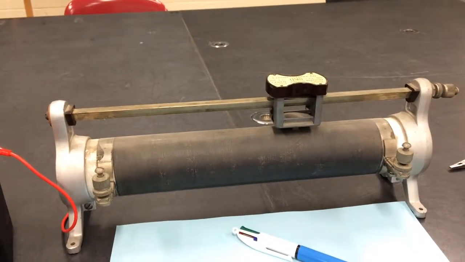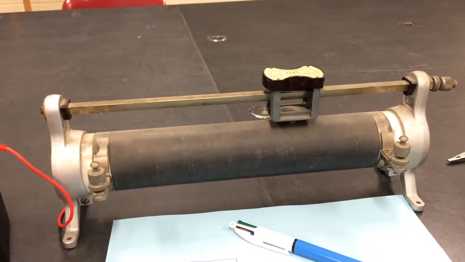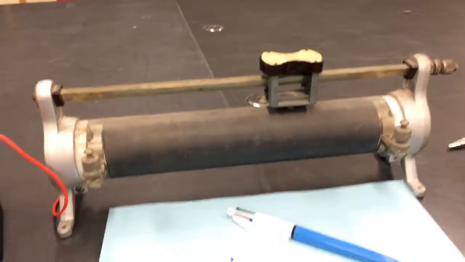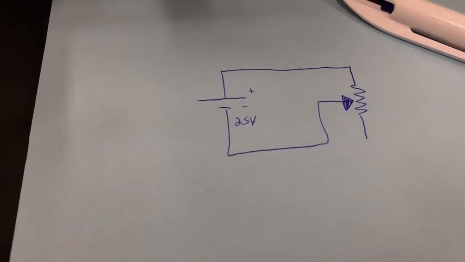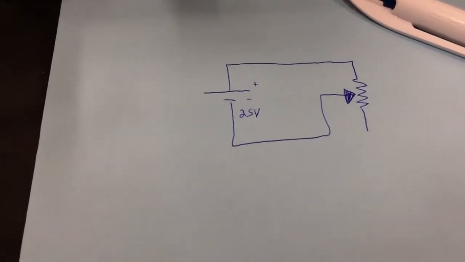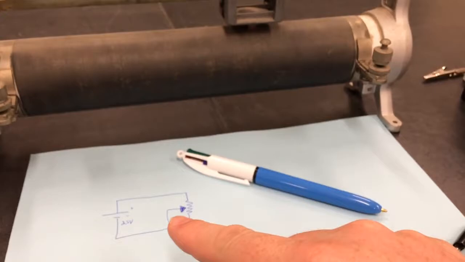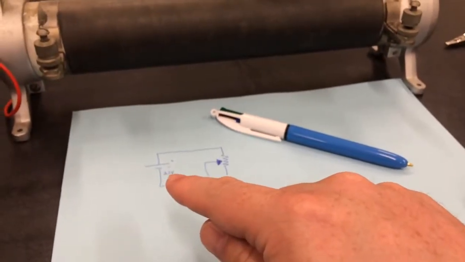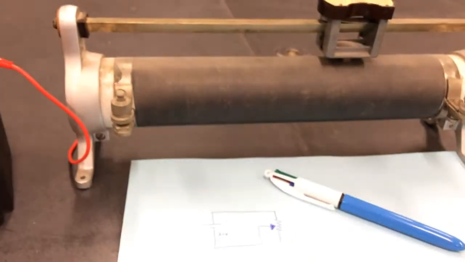So let's see if we can use that to figure out some relationships between voltage, energy per charge, and then current, the speed of charge. So I'm going to build this circuit here. I'm going to put 25 volts across this rheostat. I'm not going to hook up this end at all. I'm leaving it bare. And I'm going to hook the wiper up to the negative of the power supply, and I'm going to hook the positive up to this end of the coil.